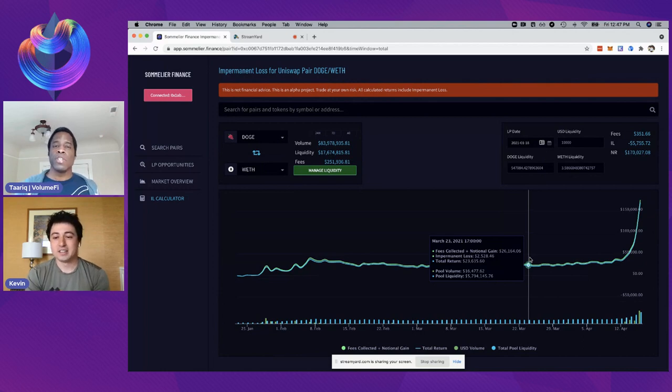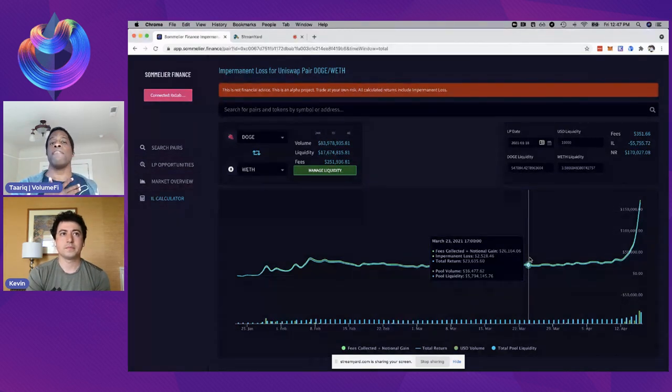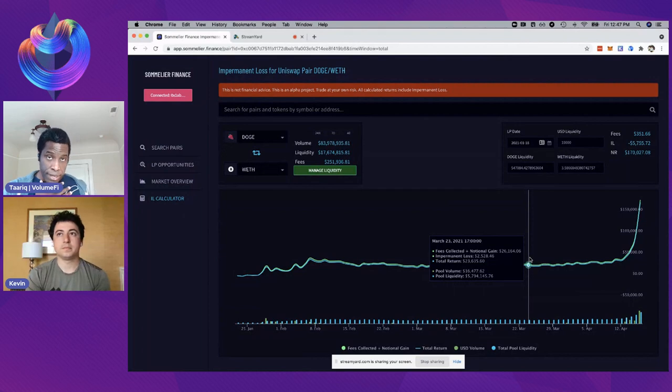Okay. So what Sommelier is doing is helping me visualize, as the LP ape that I am, which pools will have high volume and low liquidity, where I could make a lot of fees, but also be aware that the price might go up and down in really big swings in short periods of time. Correct. Awesome.